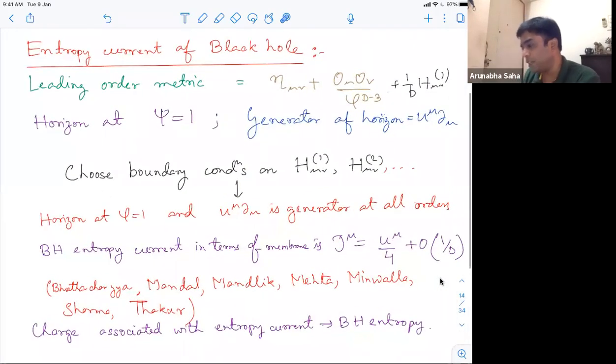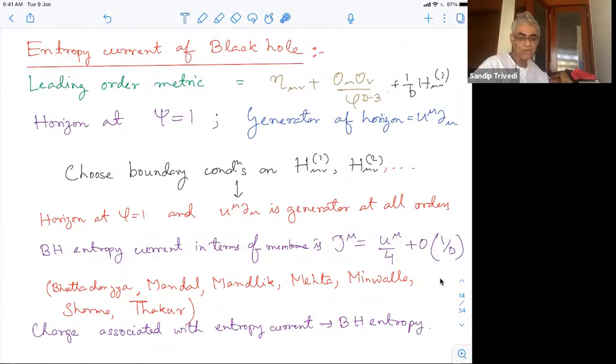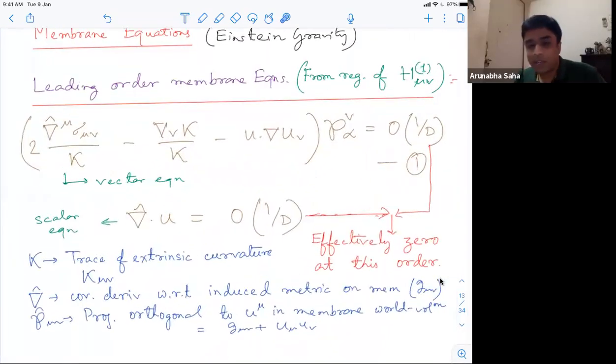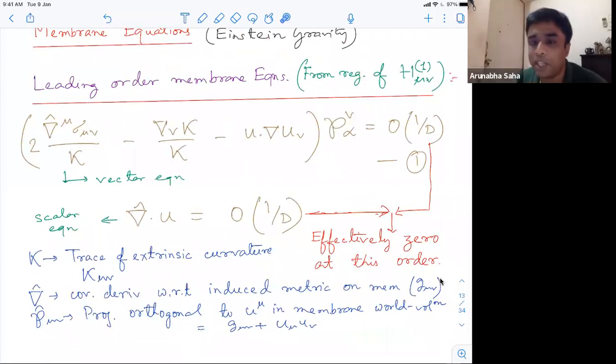Now, why is this related to the entropy of black holes? Sorry, do those terms already include dissipation? Yeah, that's what I will tell you next. These are membrane equations, and you can see how this can be used to tell you about dissipation. I see. Okay, go ahead.